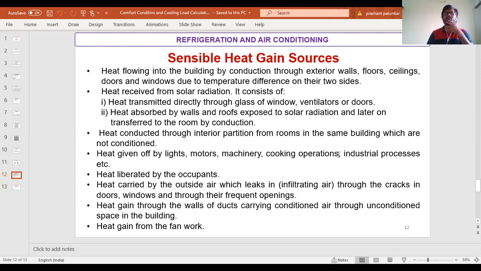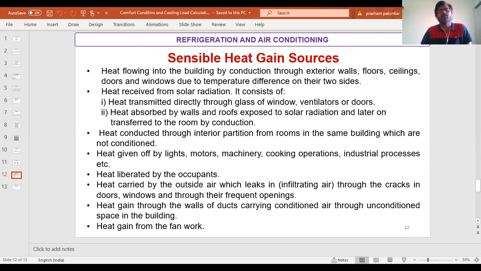Due to some cooking operation, hot utensils are being brought. Some of the food items are served to you in hot utensils. Whenever you are visiting any air conditioned restaurant, hot chapati is served to you, hot soup is served to you, a hot cup of coffee is served to you. So definitely heat is also being added due to these sources, the different industrial processes. So there will be such sources which make a contribution to the sensible heat gain.